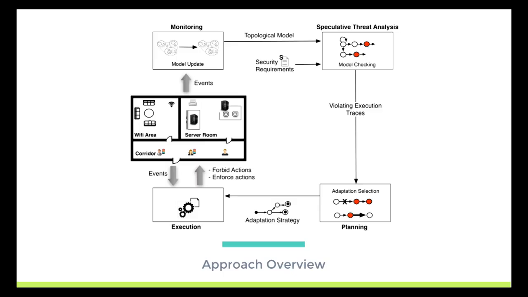Our approach maintains an explicit representation of the environment's topology, such as the structure of the building, including assets and agents. We monitor unexpected topological changes in the environment and then perform speculative threat analysis to identify future violations of security requirements. During planning, we generate an adaptation strategy to prevent or mitigate such violations. Selected security controls are applied when necessary.